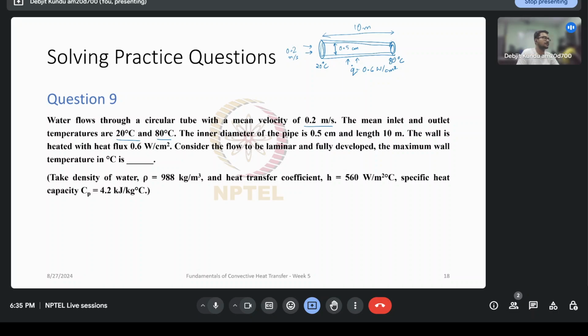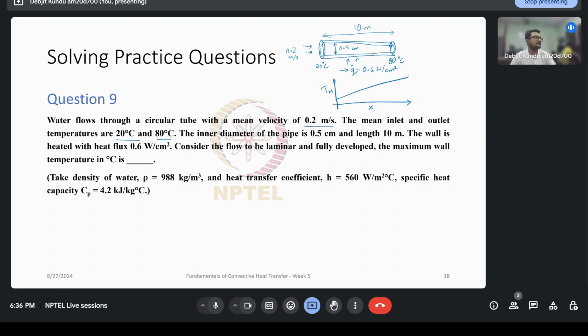Then all the fluid properties are also given. See, there is a lot of information given, but it might not be necessary to use all of it. We just need to find what the maximum wall temperature is. So if we go back to one of our previous solutions, for constant heat flux, which is true in this case, the heat flux is a constant number, 0.6 watt per centimeter squared. In that case, we know that the mean temperature, T mean, varies linearly with x, right?